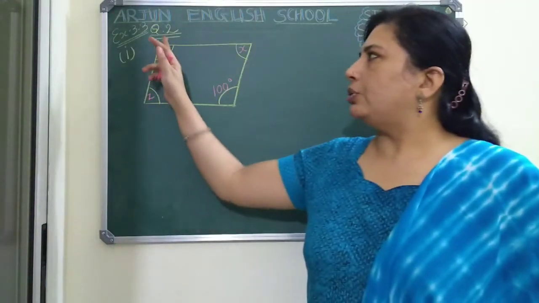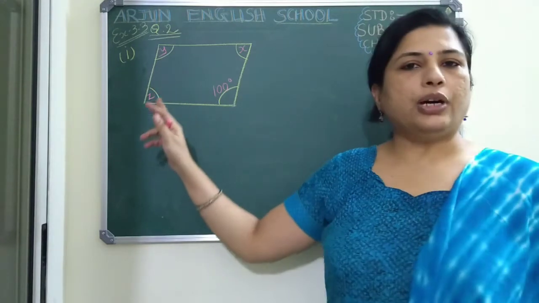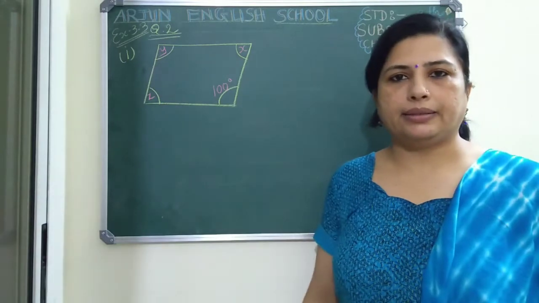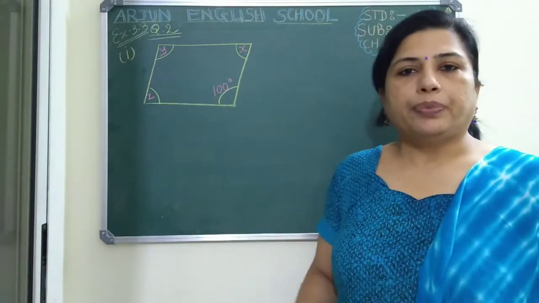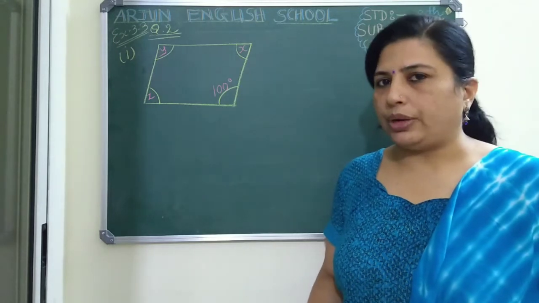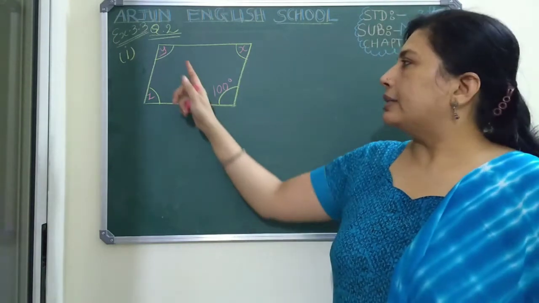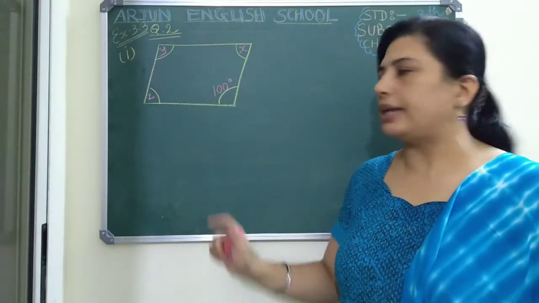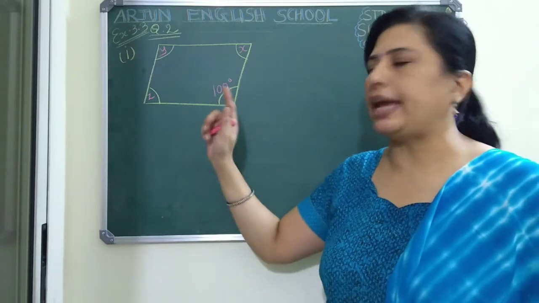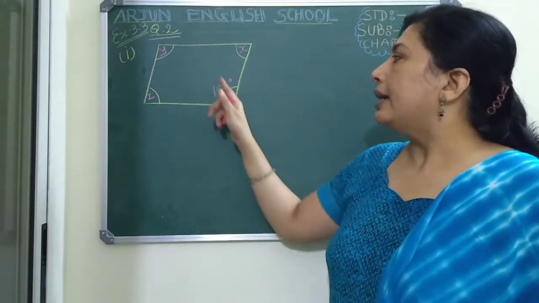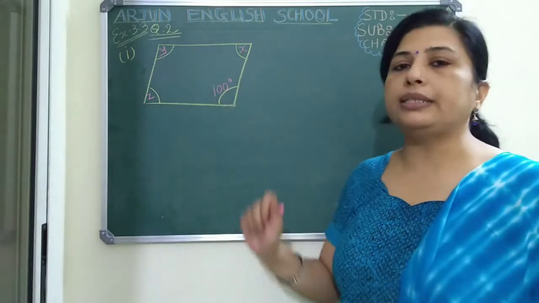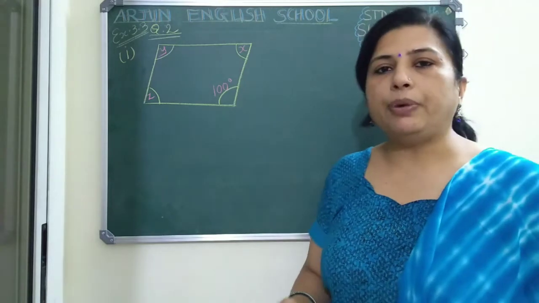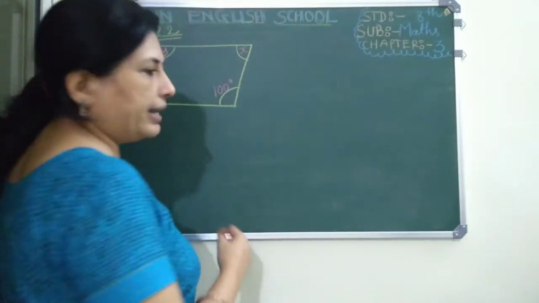Now, question number 2 of exercise 3.3. First question, we have to find X, Y and Z angles. This quadrilateral is also a parallelogram. So, as per its property, we can say that Y will be 100 as it is the opposite angle to this angle. And also X plus 100 is equal to 180 because they are adjacent angles. So with the help of this property, let us find X, Y and Z.